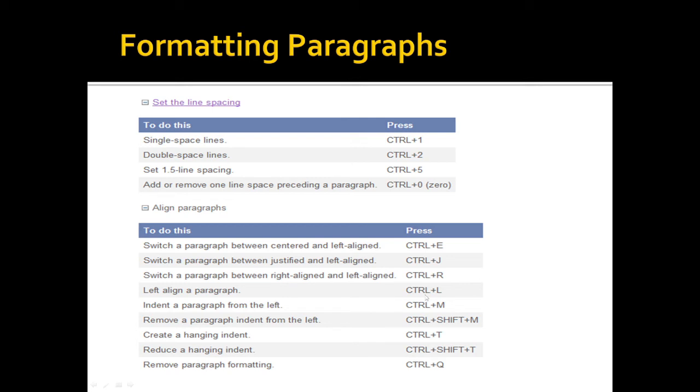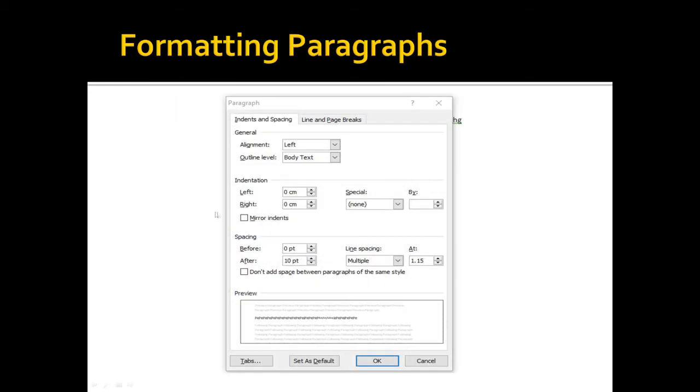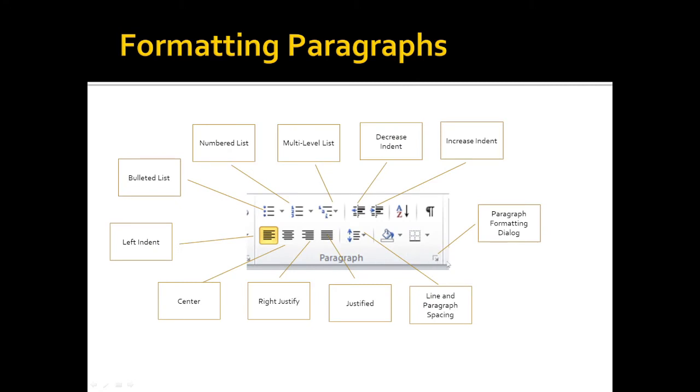Left align a paragraph, Control L. Indent a paragraph from left, Control M. Remove paragraph indent from left, Control Shift M. Create a hanging indent, Control T. Reduce hanging indent, Control Shift T. Remove paragraph formatting, Control Q. And also you can open a paragraph formatting dialog.